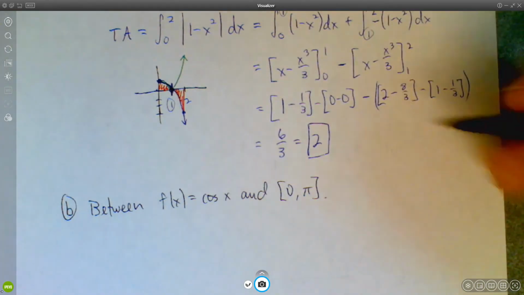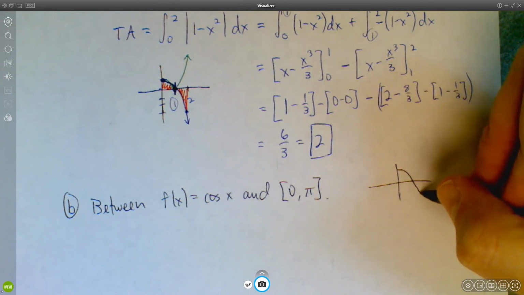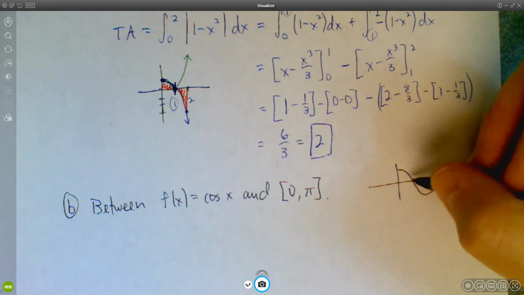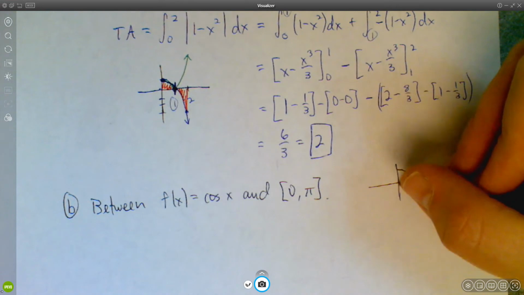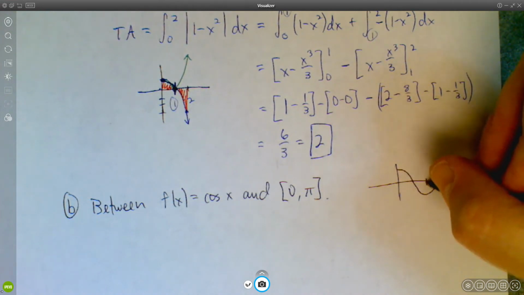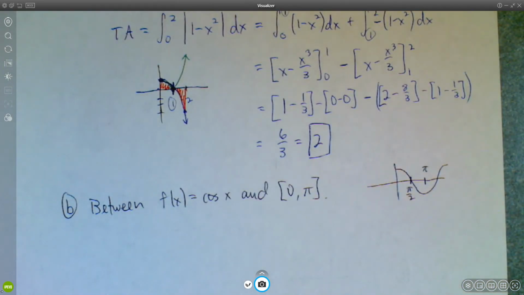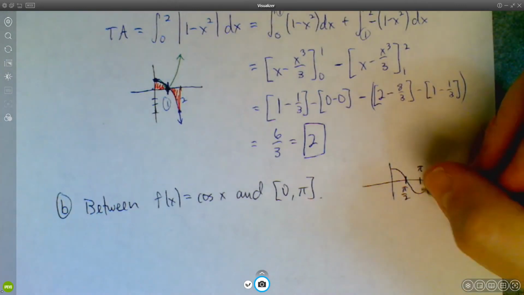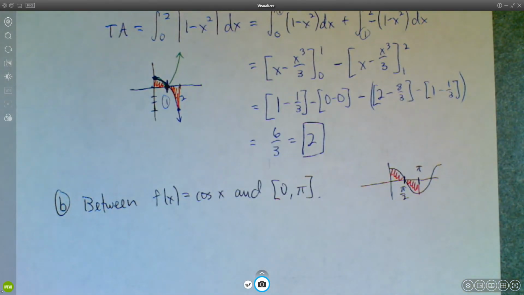So cosine x, if you think about the graph, and I know I said I wouldn't graph it, but cosine x looks like this, right? It kind of goes like this and back up. So at 0, cosine x is 1. At pi, cosine x is -1, and it crosses the x-axis at pi over 2. So that tells me that's where I'm going to split the integral, right? The area that I'm interested in here is this. And you can probably tell that's pretty symmetric. So when I go to find the net signed area, I'm probably going to get 0, right?